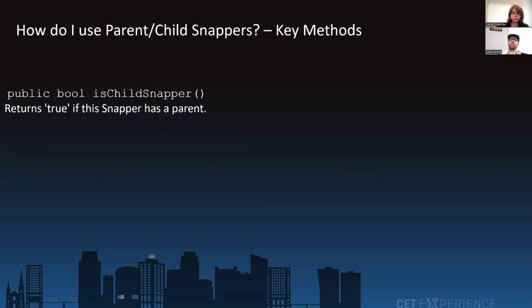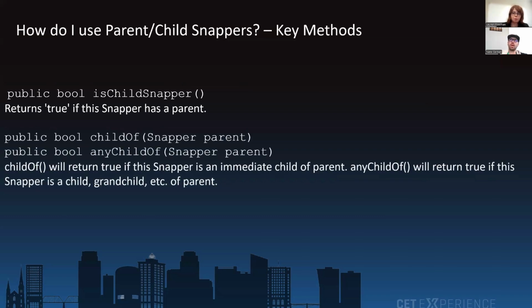Next is child snapper. Simply put, is this snapper a child to a parent snapper somewhere? Pretty straightforward. Basically, just is parent null or not, but that's kind of a nicer way of putting it. Then child of and any child of. Child of will tell you if a snapper is your direct parent, and any child of will tell you if a snapper is a parent, grandparent, or any level above.